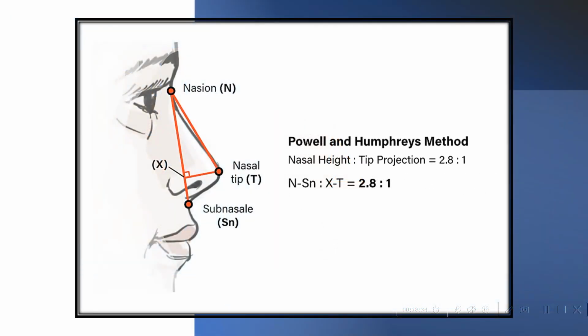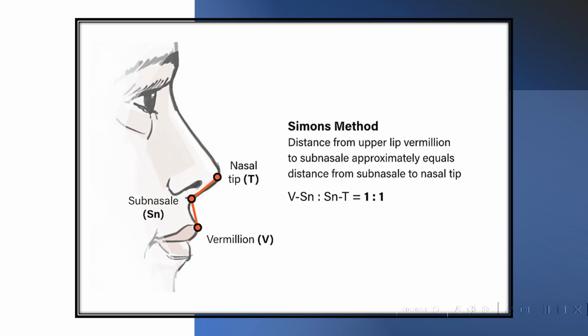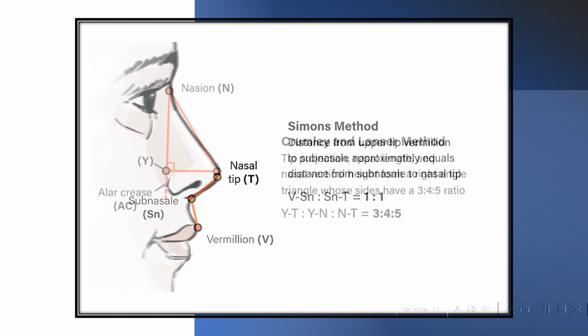Powell and Humphries' method. Nasal height is measured from nasion, N, to subnasal, SN. Tip projection is measured using a perpendicular line from NSN that passes through the nasal tip. The ideal ratio between nasal height and tip projection is 2.81. Simon's method. Basal length is measured from subnasal, SN, to the nasal tip, T. Upper lip height is measured from subnasal, SN, to vermilion border, V. The basal length and upper lip height should be approximately equal.